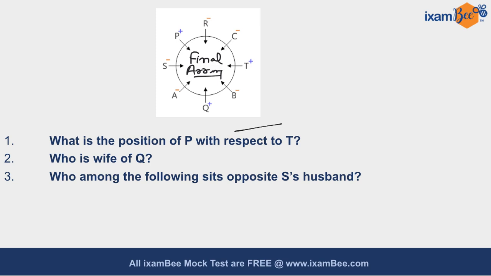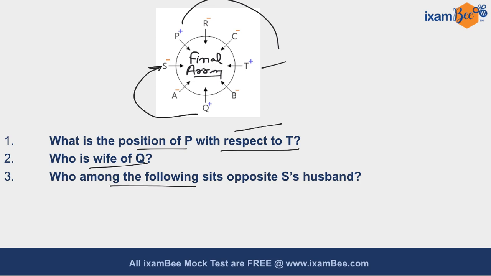So what is the position of P with respect to T? Clearly, P is sitting third to the right of T. So the correct answer is third to the right of T. Who is the wife of Q? You know that S is the wife of Q. Who among the following sits opposite to S's husband? You know that the husband of S is Q and R is sitting opposite to Q. So R is the correct answer.